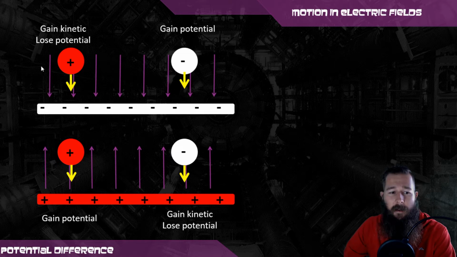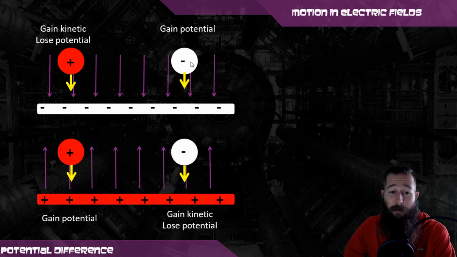The first one at the top, we've got a negative charge plate, and here there's a positive charge that is being moved towards the plate. Now, because it's positive and negative, there's an attraction force, and this positive charge will accelerate towards the plate. So this is a similar situation where you have a mass in a gravitational field and it falls towards the Earth. The kinetic energy is increased and the potential energy is decreased.